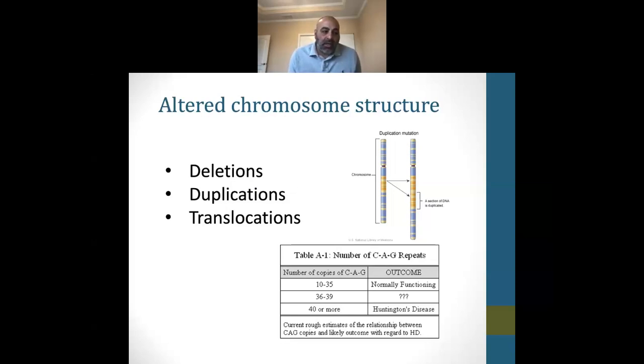Inversions, so they can be flipped on themselves, and then repeats, trinucleotide repeats. So, for example, they're talking about here CAG repeats. If you have a lot of these repeats, you are at high risk of Huntington's disease. Huntington's disease is a form of dementia that exhibits what's called chorea. Their arms, legs will randomly flail around.